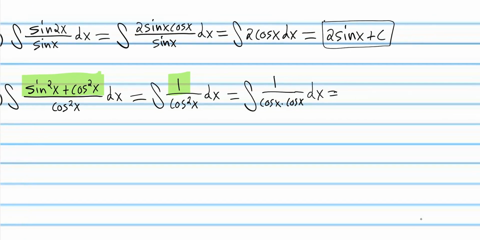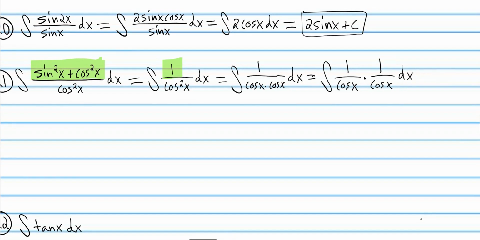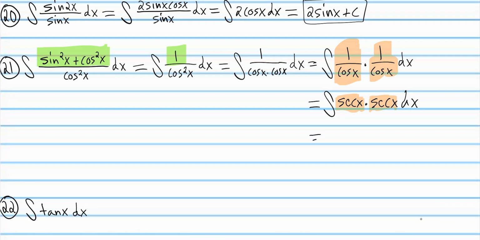Then we can factor it to get 1 over cosine x times 1 over cosine x. And I want to be clear that I'm going slow here. You don't have to show every single one of these steps. You can jump forward. But now we're going to use the reciprocal identities. So each one of these is equal to secant x. I'm sure you probably remember that. And then we have the integral of secant squared x dx.